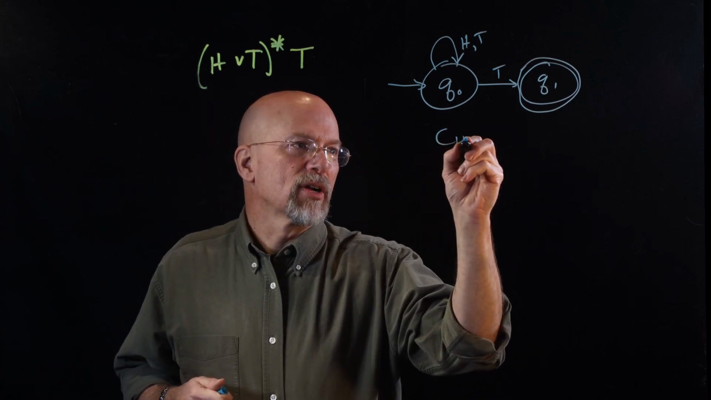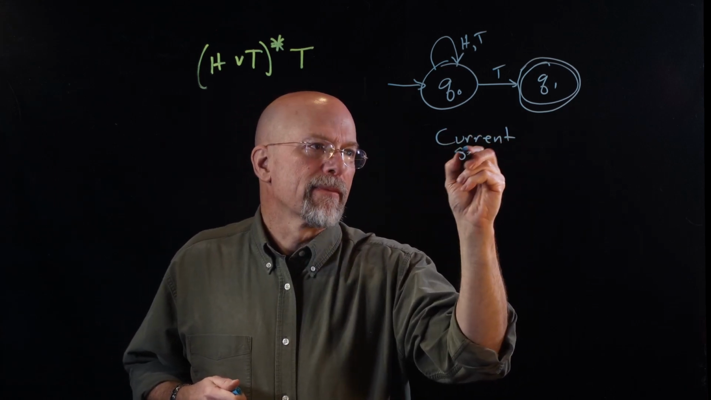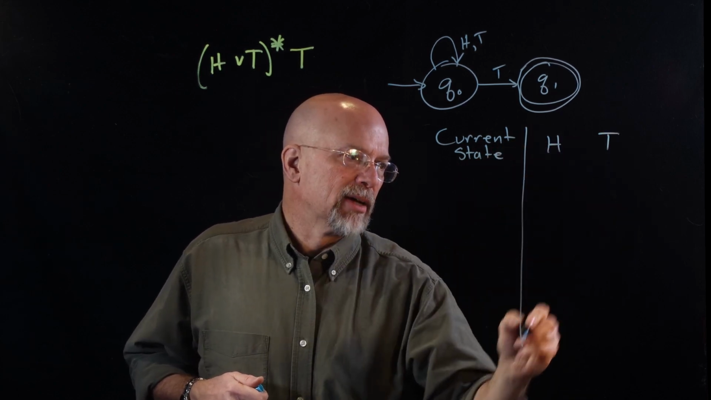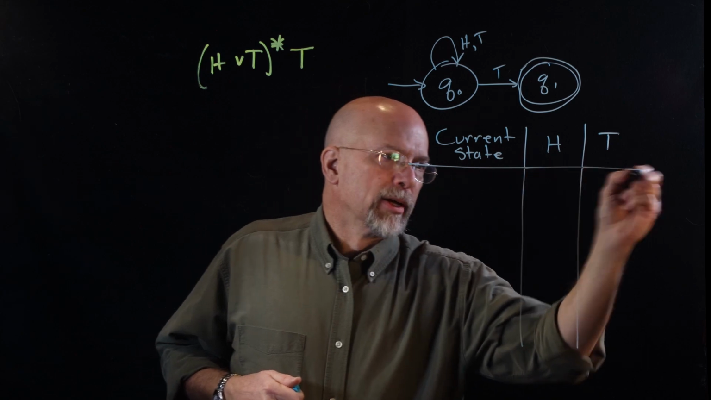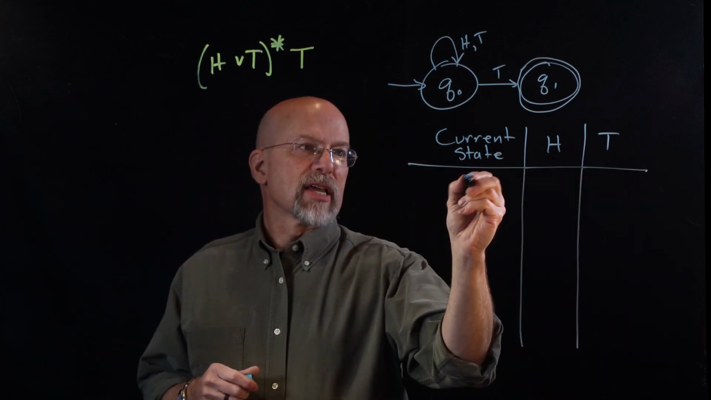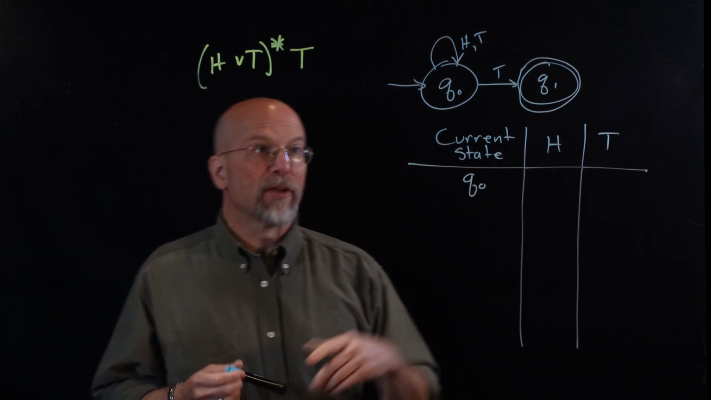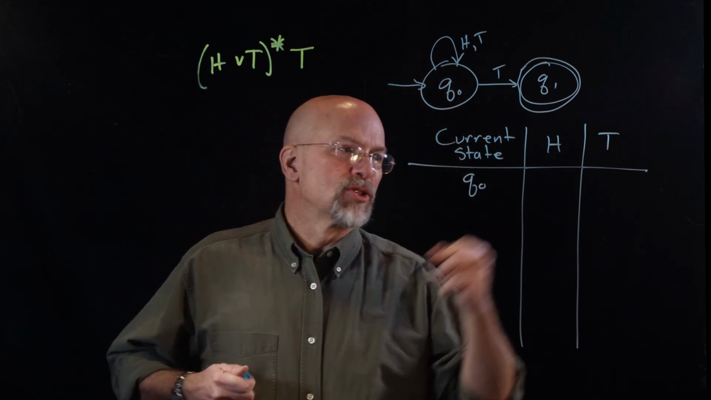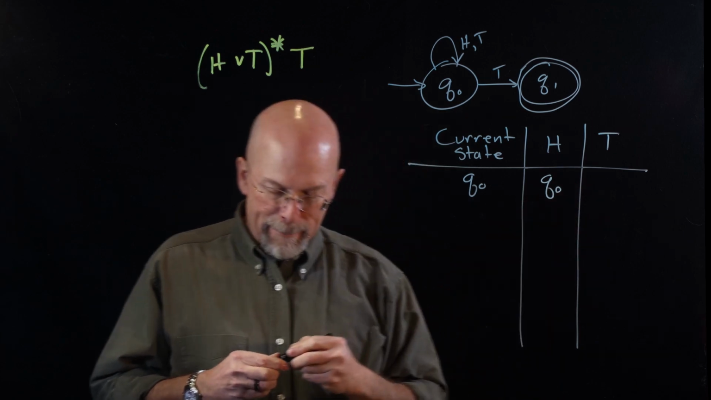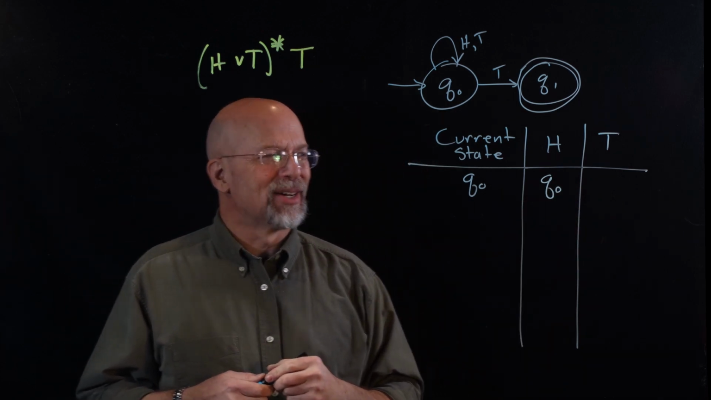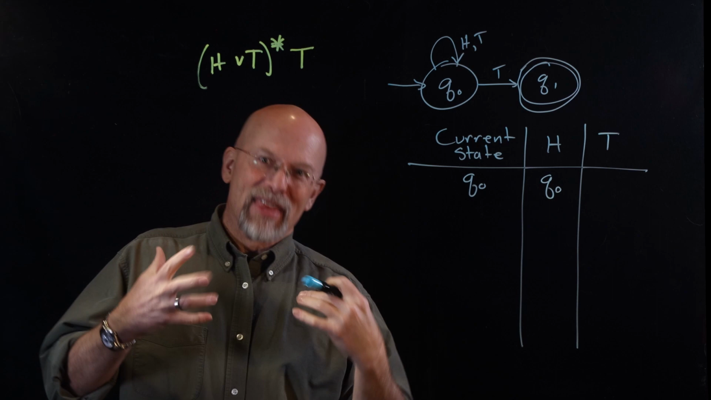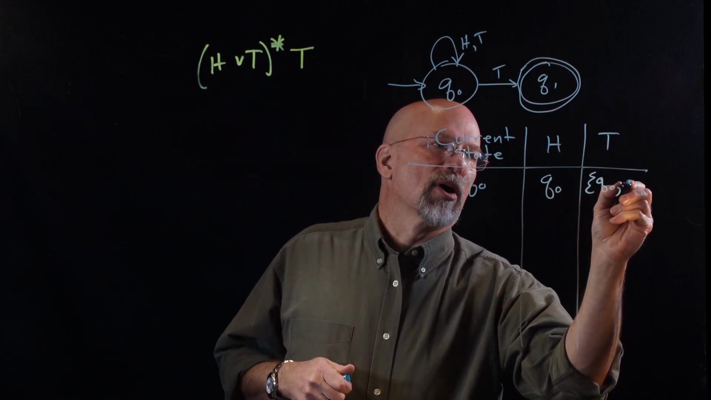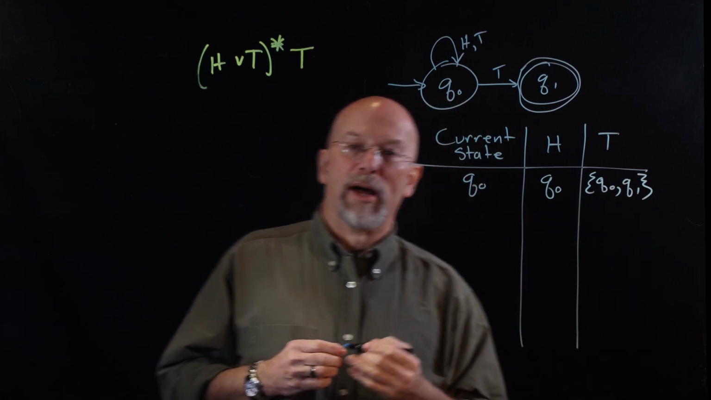So we have our current state, right? And then what happens if we get a heads? What happens if we get a tails? There you go. Now, if our current state is Q0, well, if we get a heads, there's exactly one place we're going. We're going back to Q0, all right? But if we get a tails, there's actually a set that we can go to. We could be going to either Q0 or we could be going to Q1, all right?